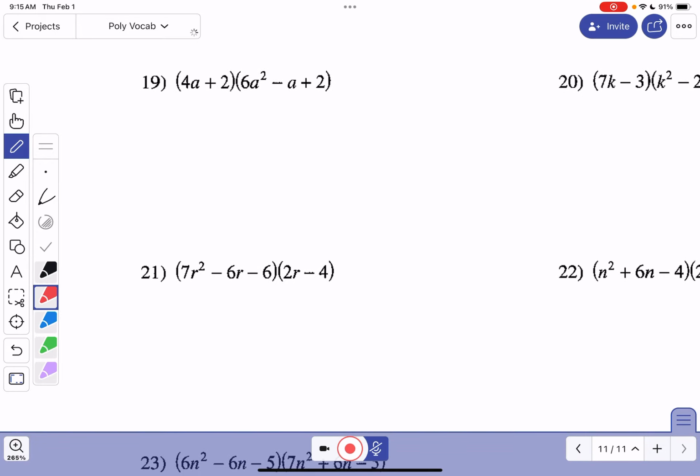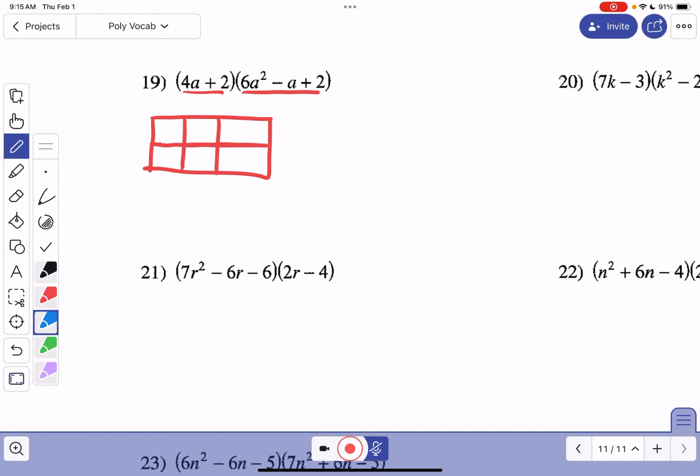So this is a trinomial. It's bigger. When one of them is bigger than a binomial, the easiest way for me to do it is to make a box. So this one has 2, so we're going to make one side of the box have 2. This one has 3 terms, so we're going to make the other side have 3 sections. Then we write it next to it. So the 2 terms are 4a and 2, and the 3 terms of this are 6a squared, negative a, and 2.